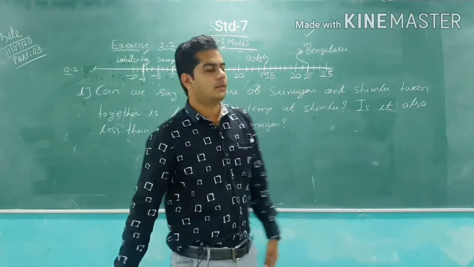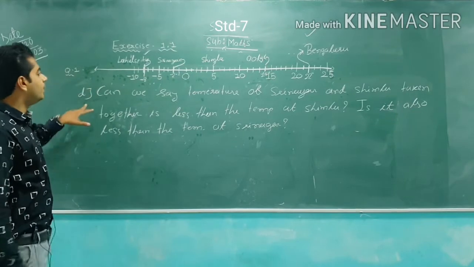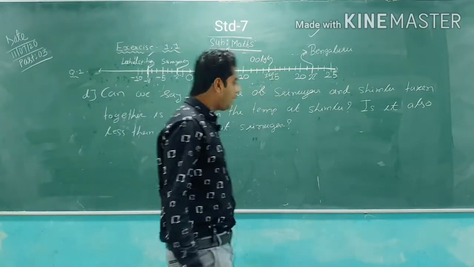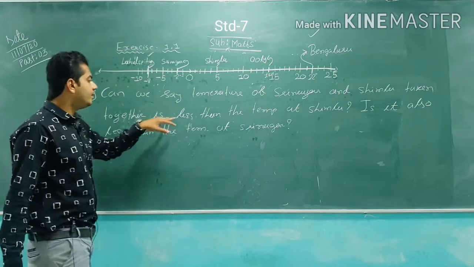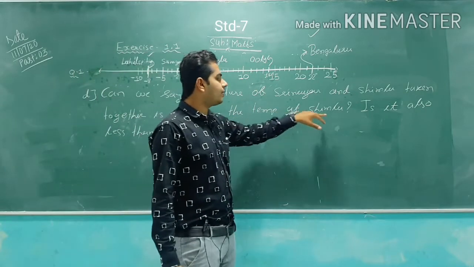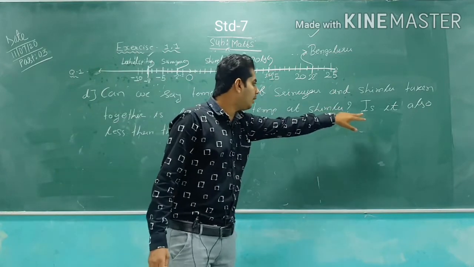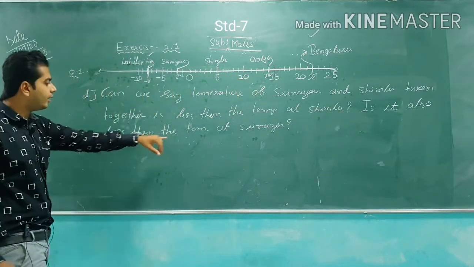Okay students. So question number 1D. Can we say the temperature of Srinagar and Simla taken together is less than the temperature at Simla? And the second question is, is it also less than the temperature of Srinagar?